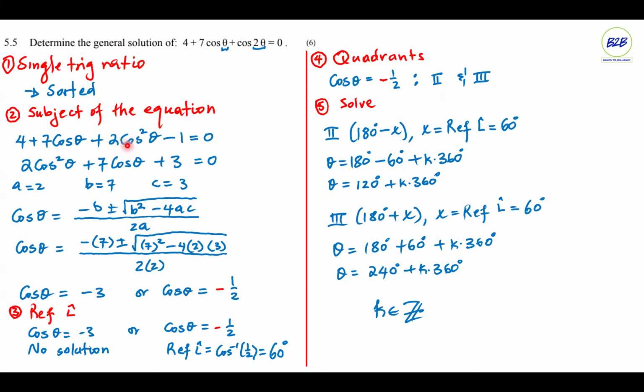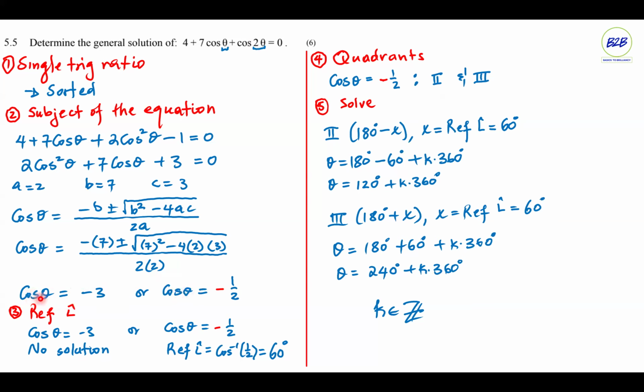All right. Then from there, you do what you are good at. Collect like terms. So 2 cos squared theta seems to be a loner. There is no like term for that. 7 cos theta, there is no like term for that. And then 4 minus 1, those are constants, and then you get 3. And then you observe the steps that you had performed, and then you make that the subject of the equation.